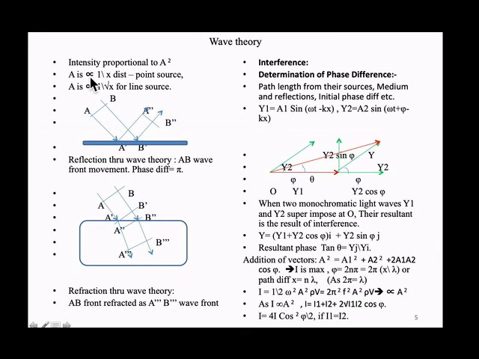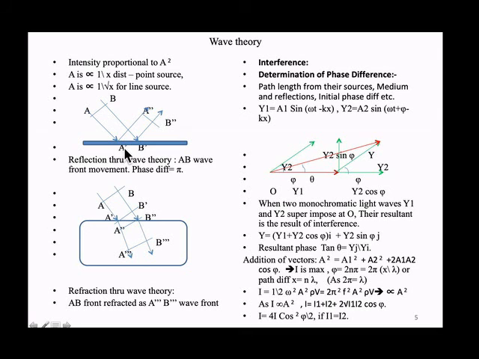Let us see. We have seen how Maxwell's wave theory explains reflection. Suppose this is a wavefront coming. AB is the wavefront, and all points on it are in the same phase. When it hits the plate, it gets reflected. First A gets reflected, then after some time B gets reflected. Again, the same wavefront travels in this form.